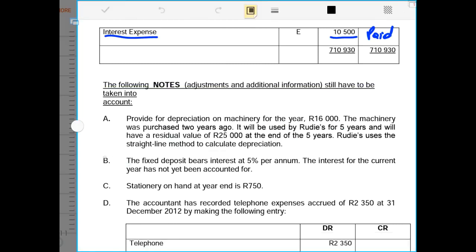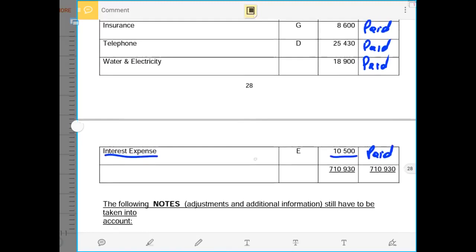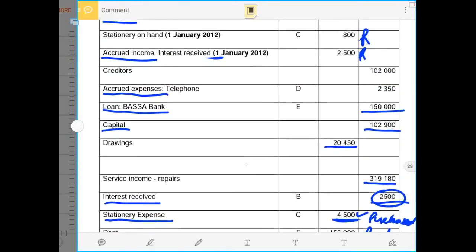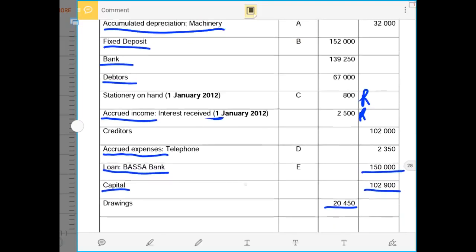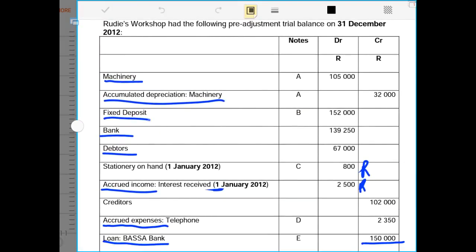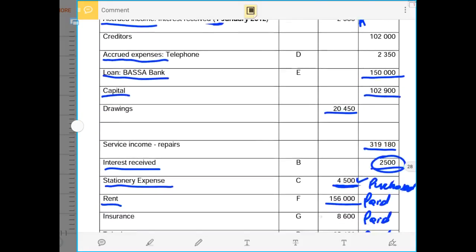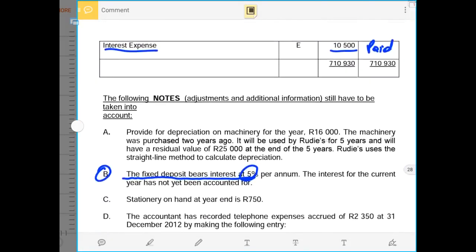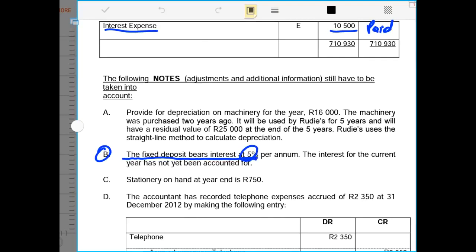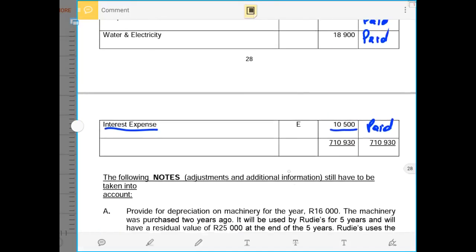We are also told under number B that the fixed deposit bears interest at 5% per annum, and there was a fixed deposit that appeared in the trial balance at an amount of 152,000 rands, and they say it bears interest at 5%. So now if it bears interest at 5%, it means that 5% of that 152,000 rands is supposed to be interest income.